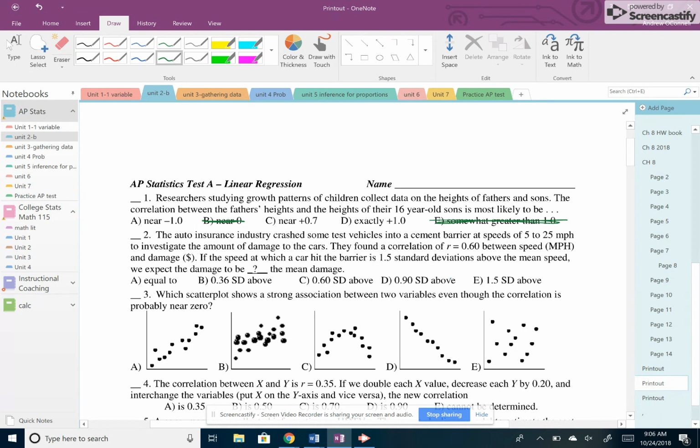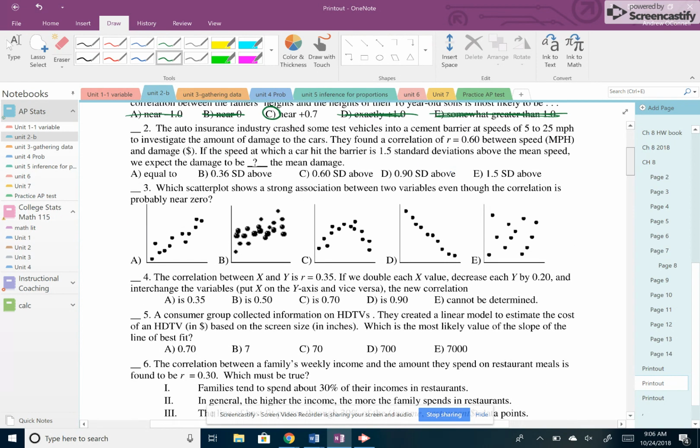It's probably not perfect exactly, so I'd also probably get rid of D, and for that reason A, but I'd also get rid of A because it's going to be likely a pretty positive correlation where taller fathers will probably have taller sons. So C is the best answer there.